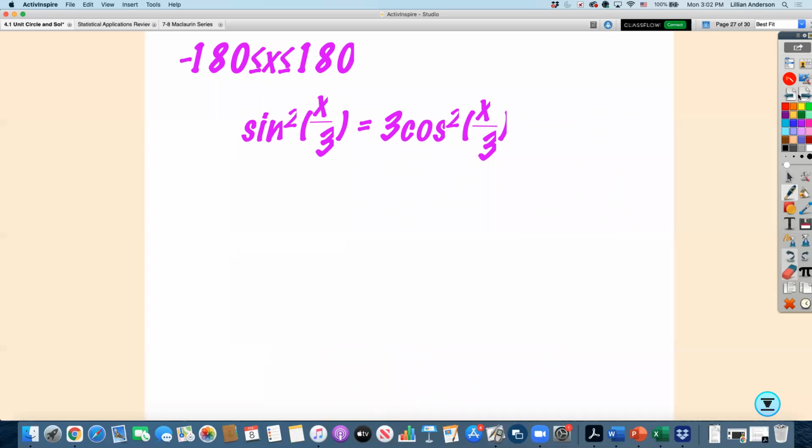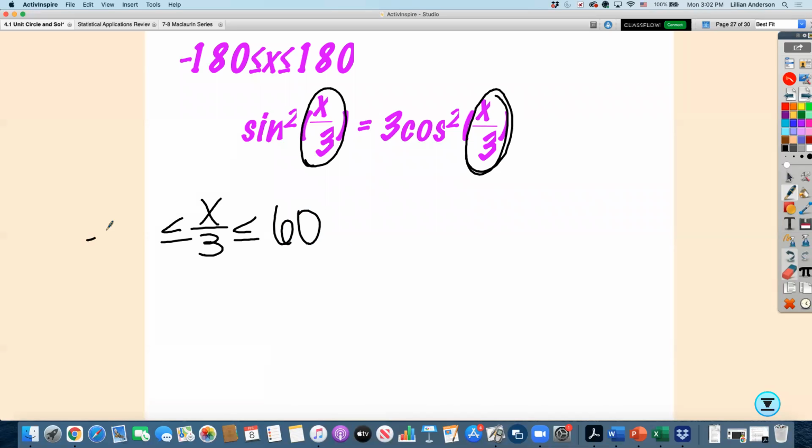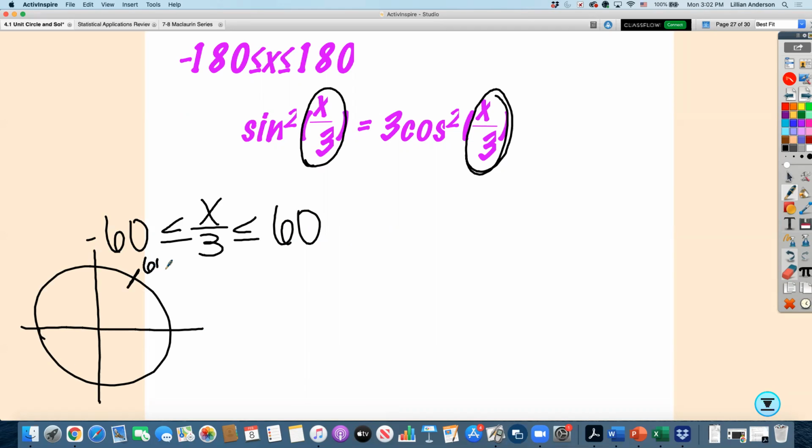For this one, hopefully you recognize that you were going to have to change up your domain. I have a pi over 3. Oh yeah, we forgot about that. Not a pi over 3, an x over 3. Well, let's adjust it now. That means I have to divide both sides by 3. What's 180 divided by 3? 60. So I'm going from negative 60 to 60. That's actually a very small window. 60 to negative 60 is here and here. So I'm only looking in this area.